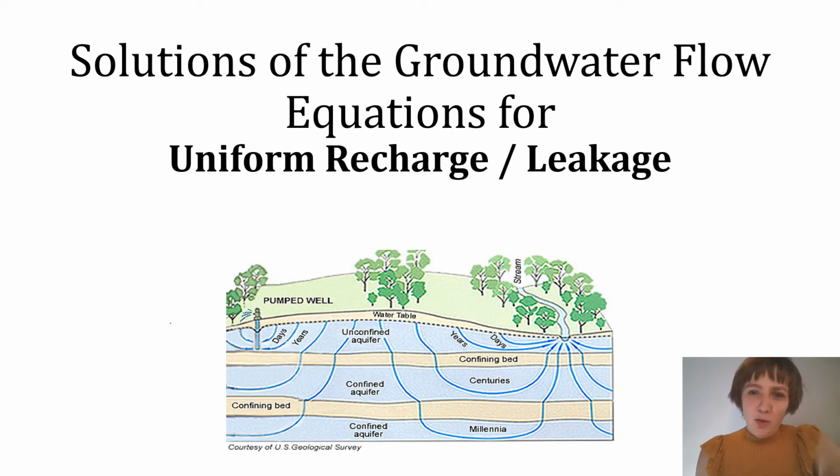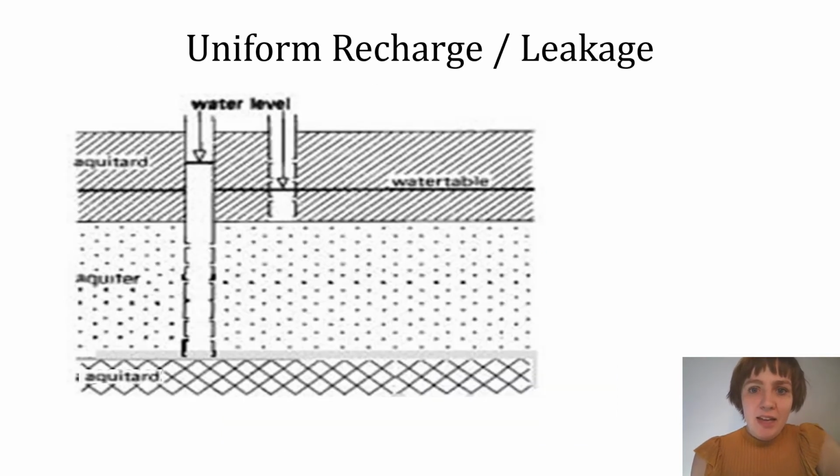In this video lecture, we will examine the solutions of the groundwater flow equations for uniform recharge or leakage, aka uniform net specific discharge. Here is a little sketch of the problem under consideration. We are thinking about the case of an aquifer that has a steady flow of water through it, meaning that the water has a constant velocity.